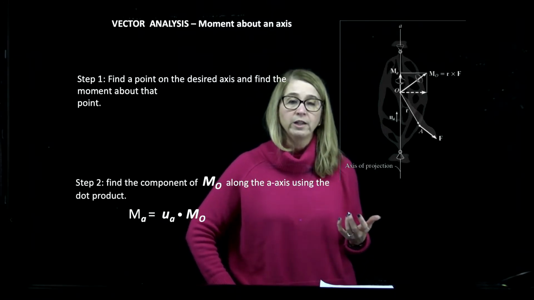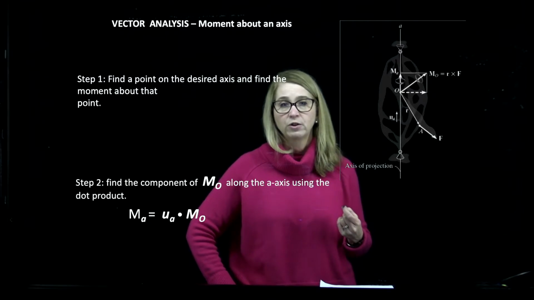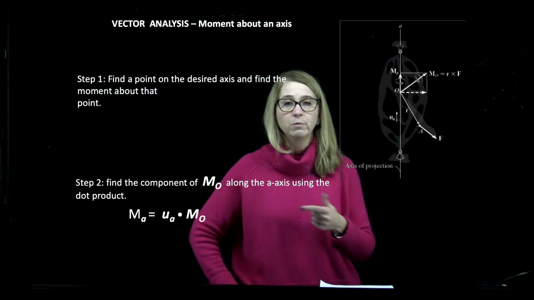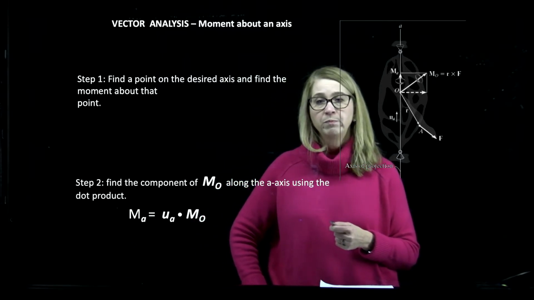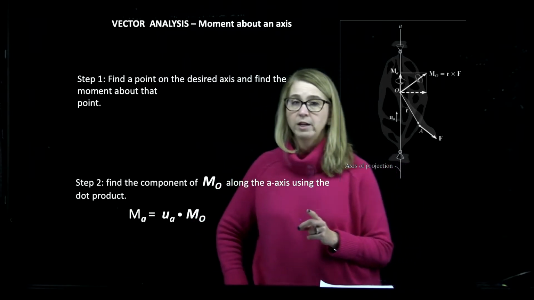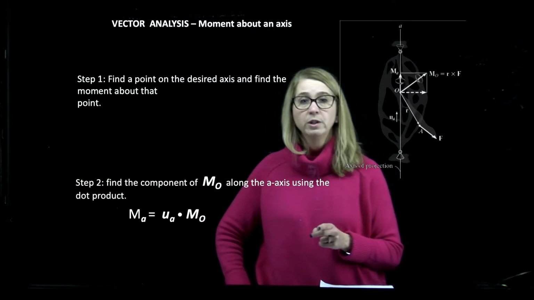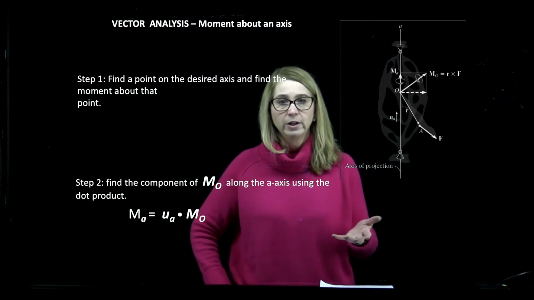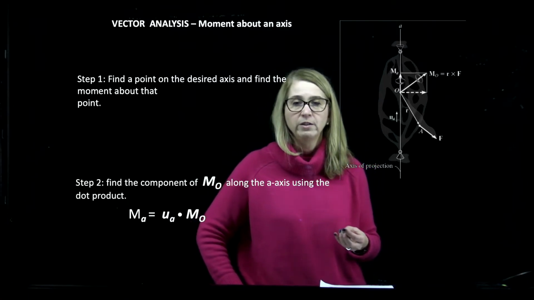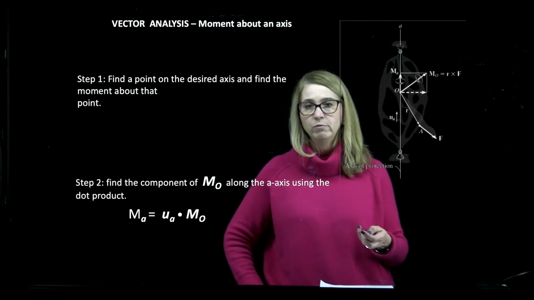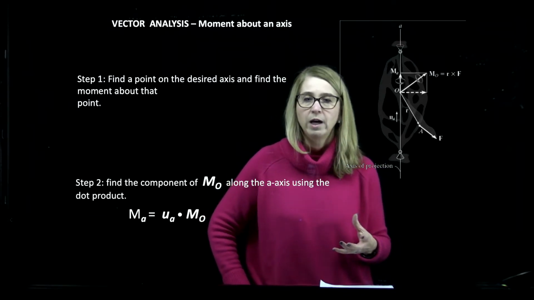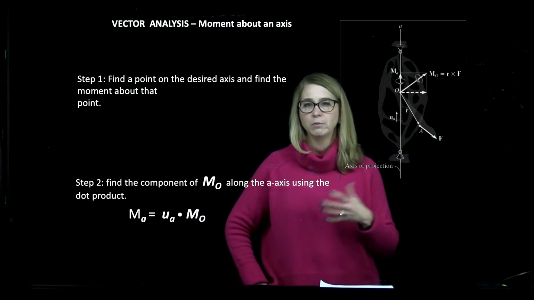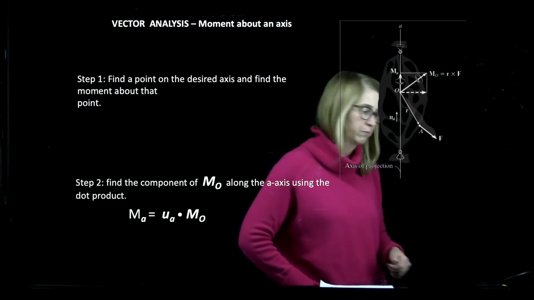The way that we calculate that is we find a unit vector along the axis that we're interested in, and then we dot it with the moment that we just found in step 1. Keep in mind that the dot product is just going to give us a magnitude. The other name for the dot product is the scalar product, so it gives us a scalar. If I wanted to find the vector for that, I would just multiply that quantity times the unit vector itself, and then I would be able to write it in unit vector form.